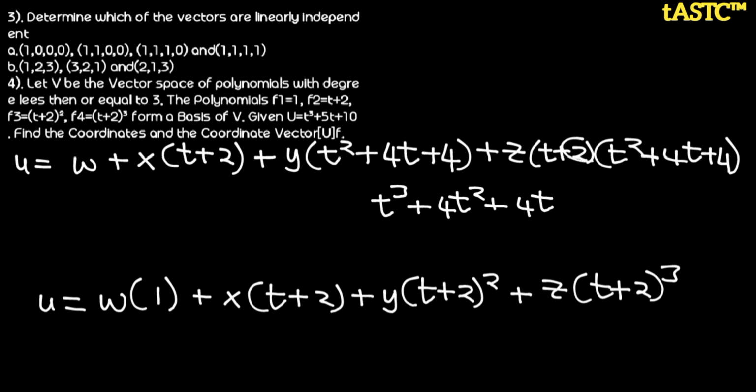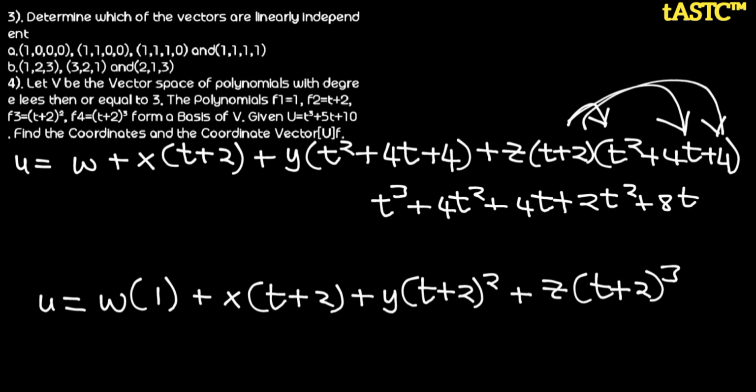Next up, we're going to do the same thing with the other bracket. So that is 2 multiplied by 2T squared, which will be 4T squared. And you have a 2 multiplied by 4T, which is going to give us an 8T. And here we're going to have a 2 multiplied by 4, which is going to give you an 8. So that is what you have there.